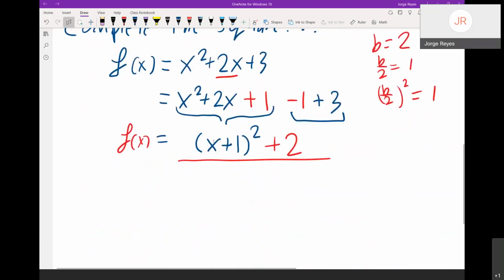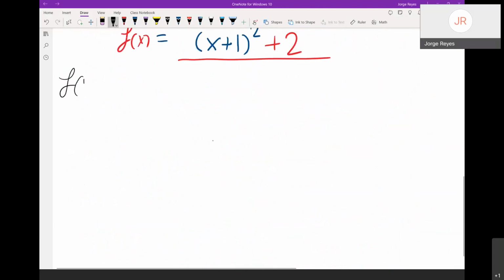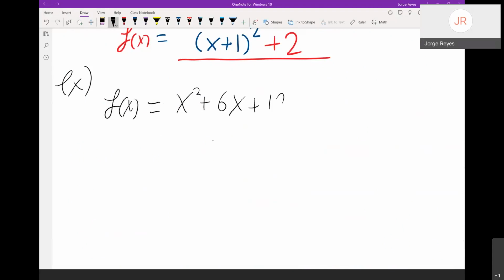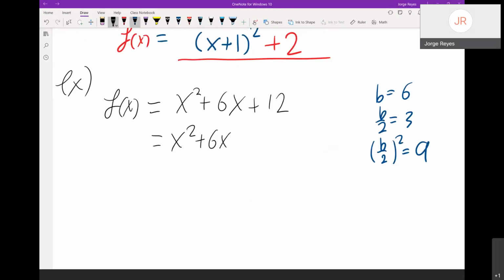Okay, so let me do one more example. Okay. So let's do x squared plus 6x plus 12. Okay, so we complete the square. So b is 6, b over 2 is 3, b over 2 squared is 9. Okay, so I'm going to add 9 and subtract 9. So plus 9 minus 9 plus 12.